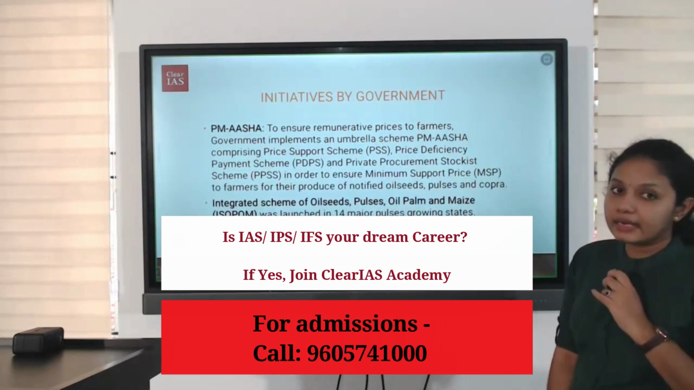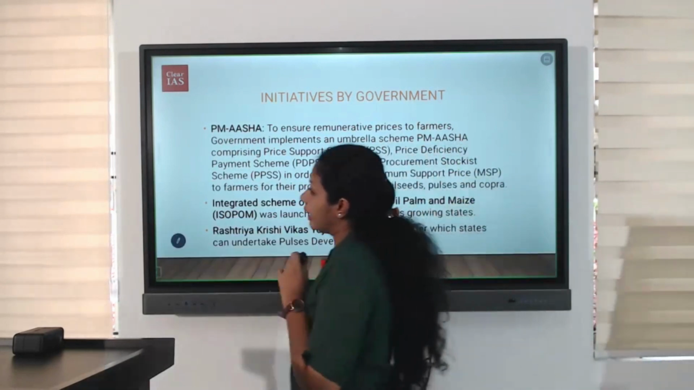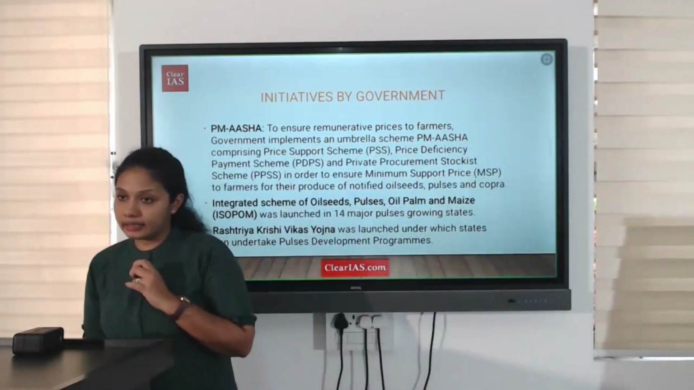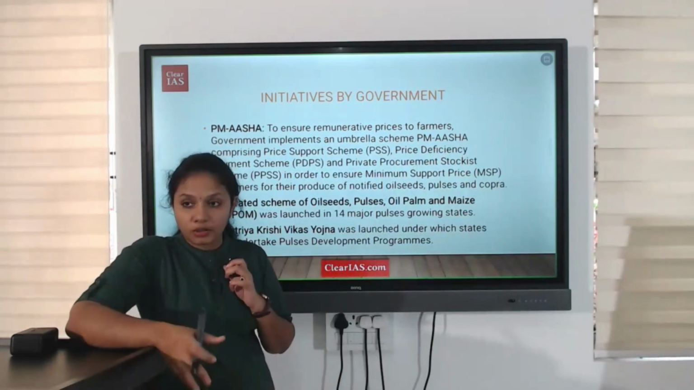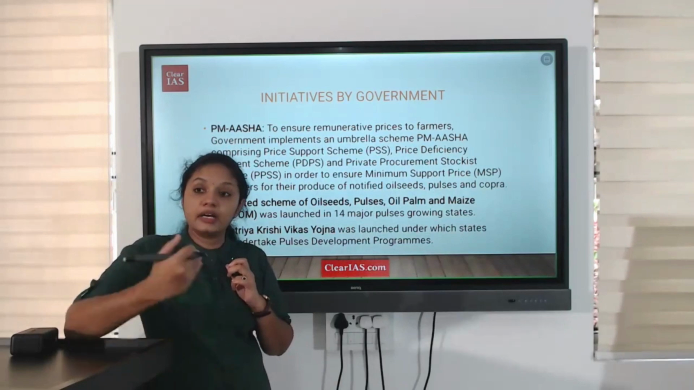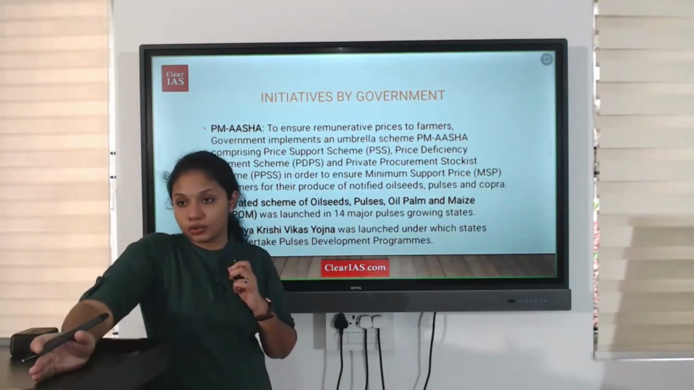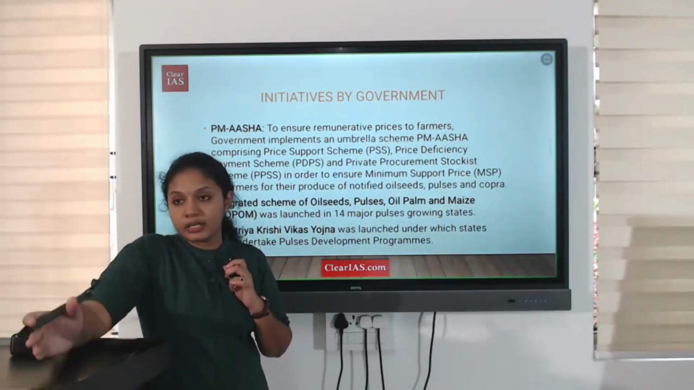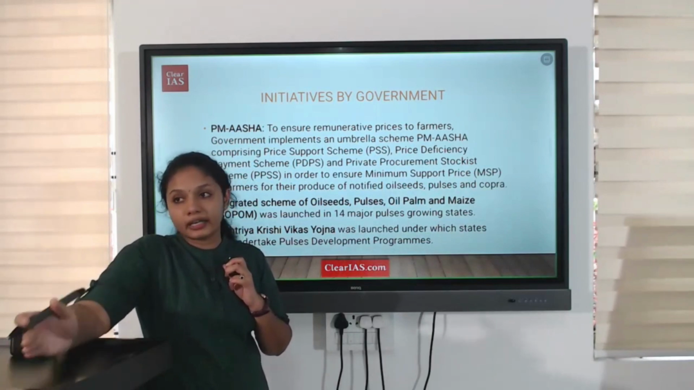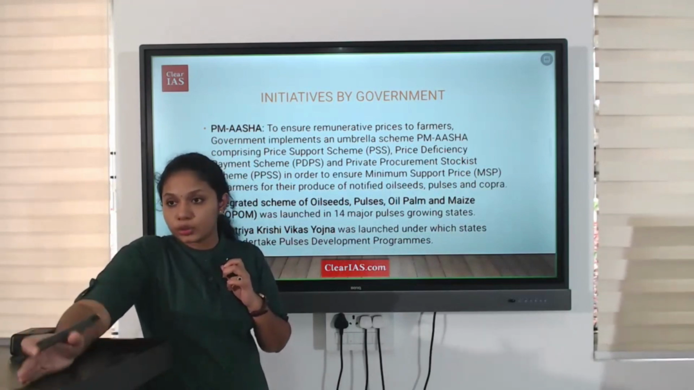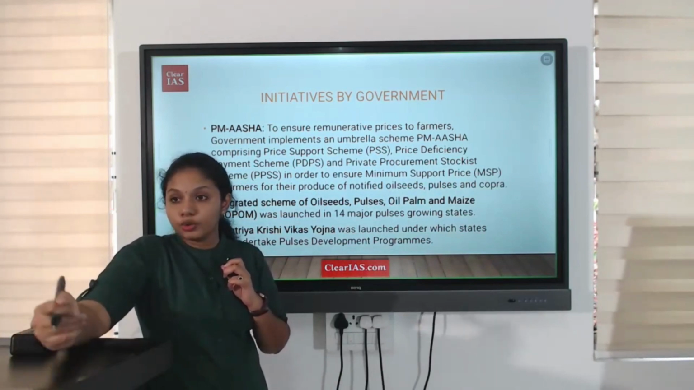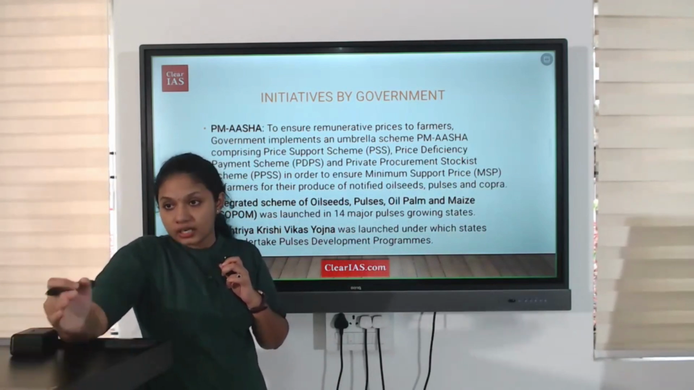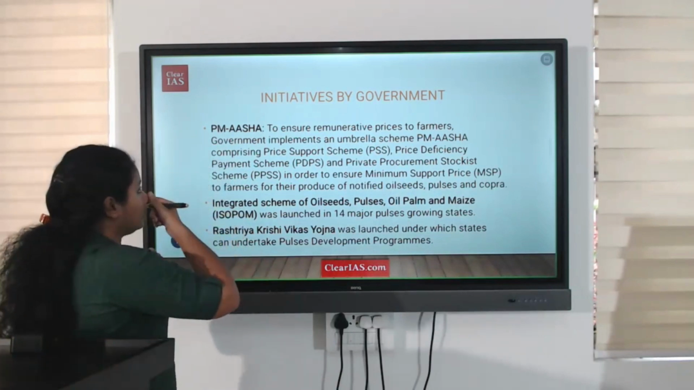Now, there are certain initiatives by the government to increase the pulses in the country, because we are consuming it, we are producing it also, but we are importing at a larger rate also. Importing at a larger rate means there is increasing import burden on the government. So government will have certain initiatives to reduce the import and to increase its domestic production, right? So these are some of the initiatives.